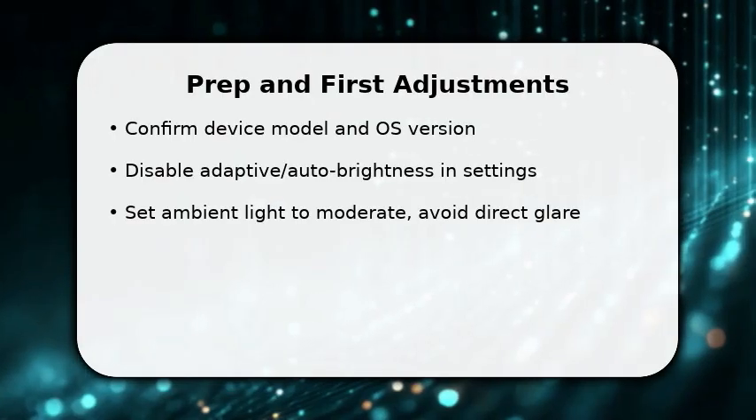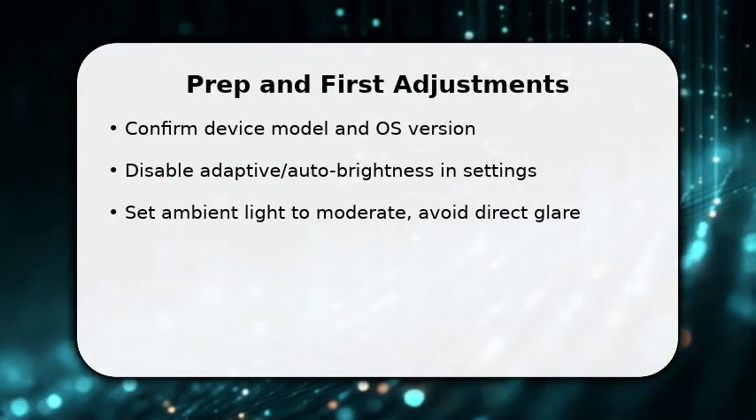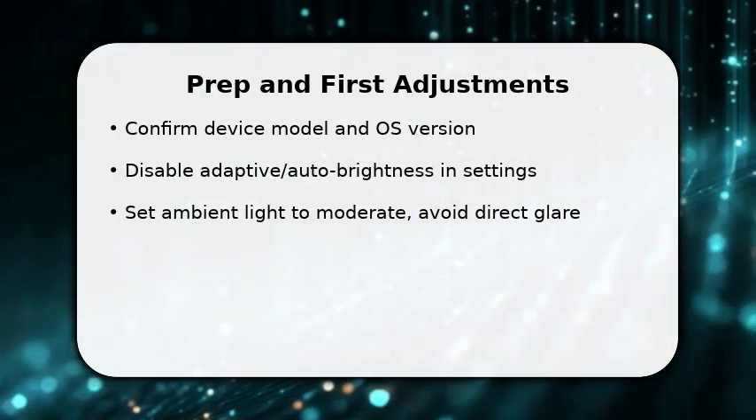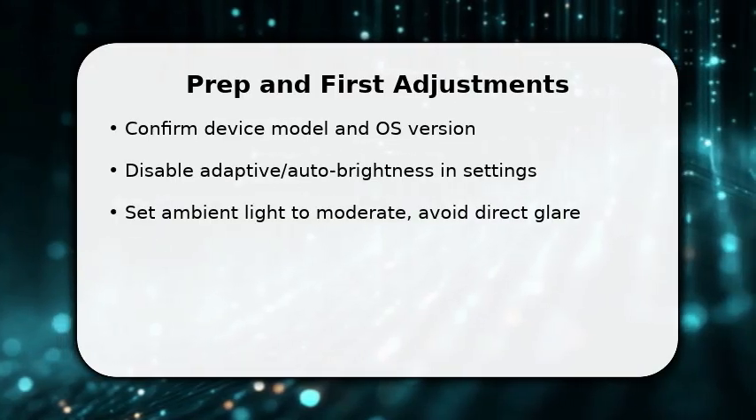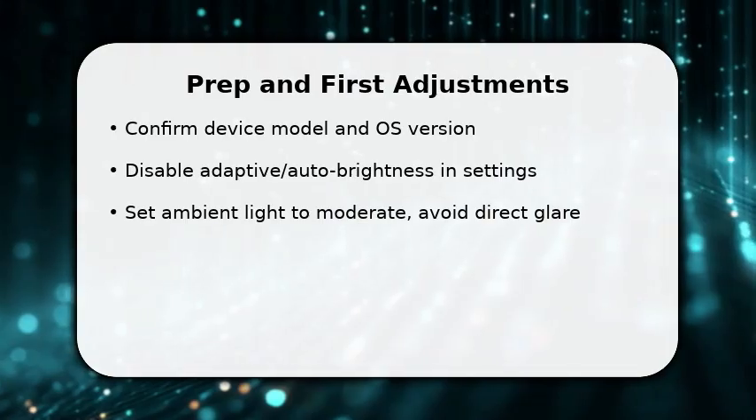You start by checking model and OS so you apply the right steps. Once done, go straight to display settings. Turn off adaptive or auto brightness. This prevents the system from undoing your changes.